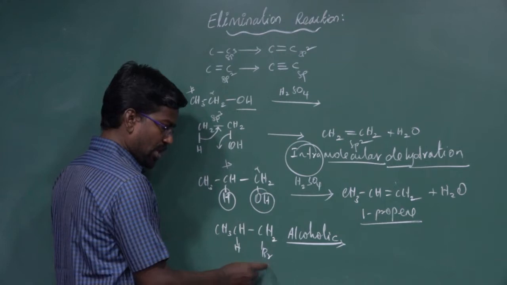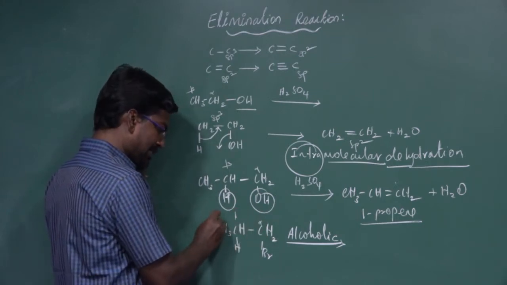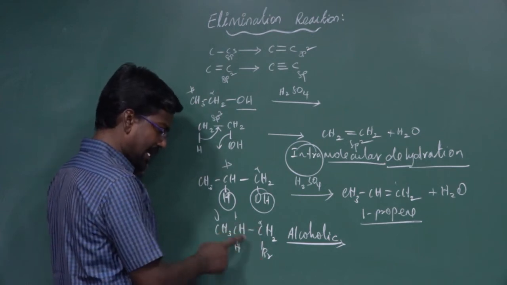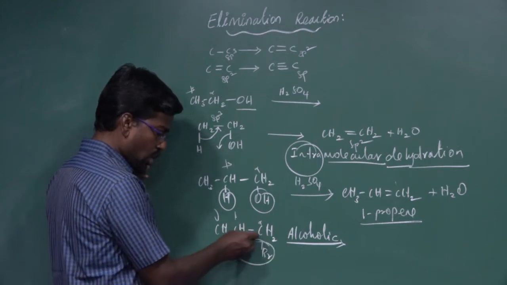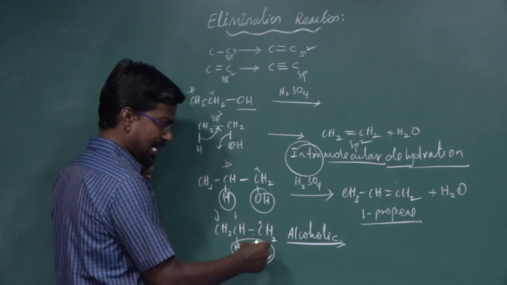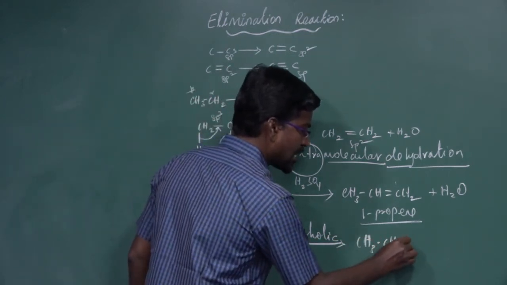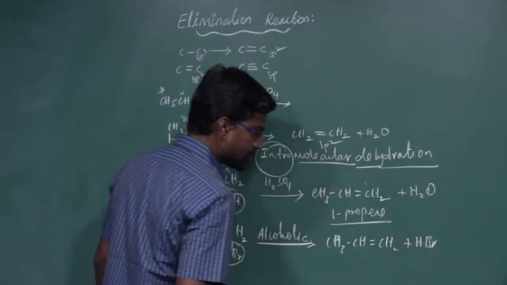The carbon nearest the functional group is the alpha carbon, the next carbon is the beta carbon, then the gamma carbon. The alpha carbon atom contains bromine and the beta carbon atom contains hydrogen. Then HBr is removed, so a new carbon-carbon bond is formed between the alpha and beta carbons. So CH3-CH=CH2 plus HBr removed.